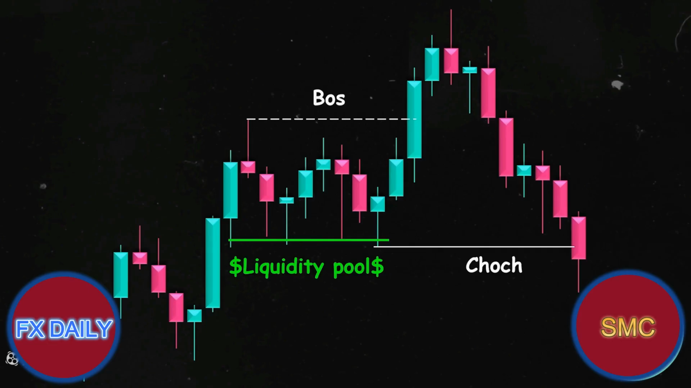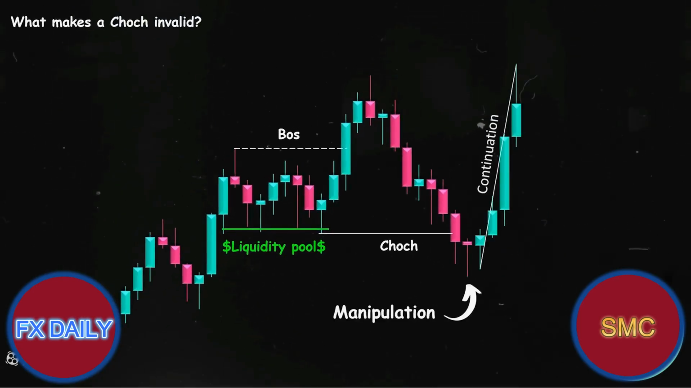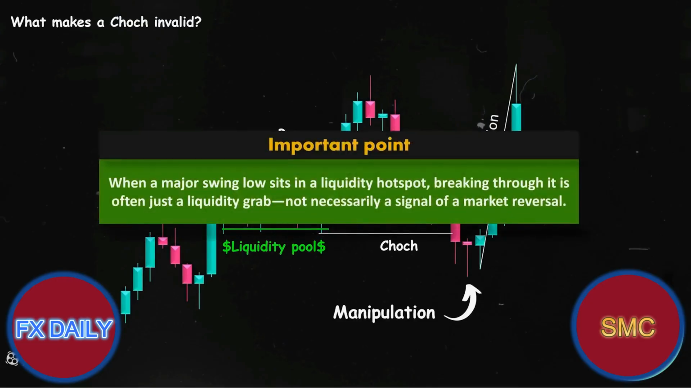So, under that level, there is a big pool of liquidity. And what will happen now? Smart money can do exactly this. It pushes the price down, hits the stops and collects the liquidity, and then moves the market up again in the same bullish direction. Therefore, this break was actually a liquidity grab, not a real change in the market structure, and in such a situation, we should not call it a real change of character.